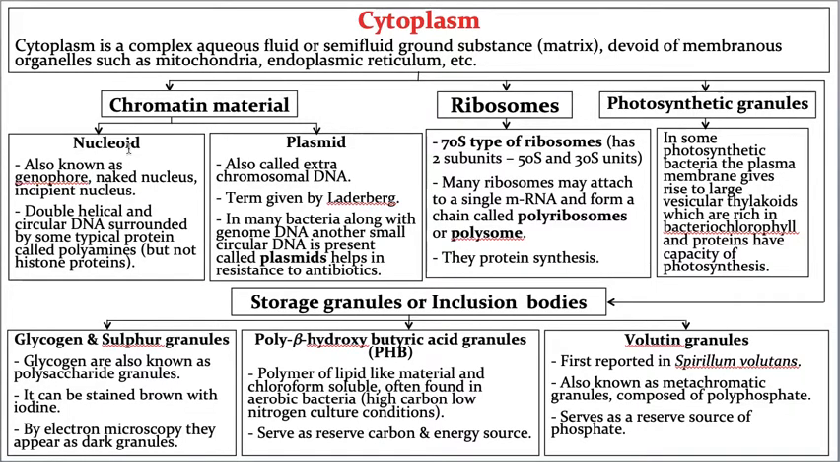So the nucleoid is the actual genetic material of the prokaryotic cell, which is a double helical and circular DNA, surrounded by some typical proteins called polyamines. Whereas in a eukaryote, this genetic material consists of histone proteins, but in prokaryotes histone proteins are absent. In the place of histone proteins, you can see polyamines.